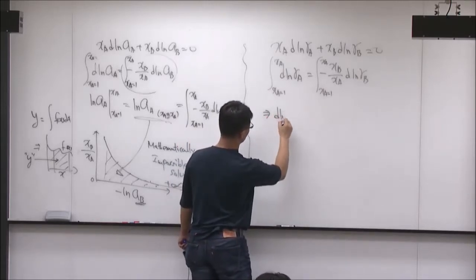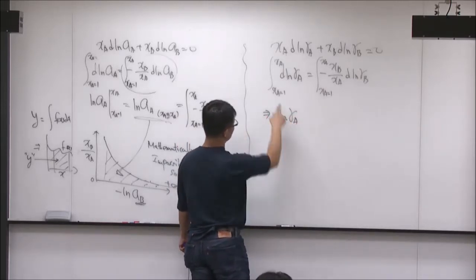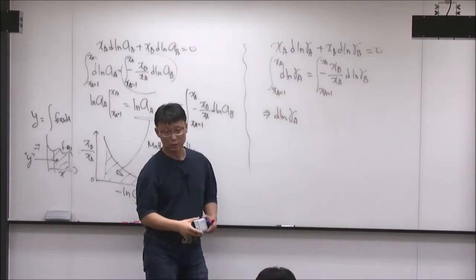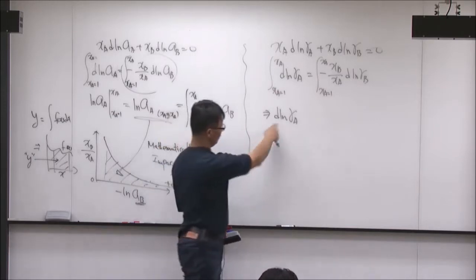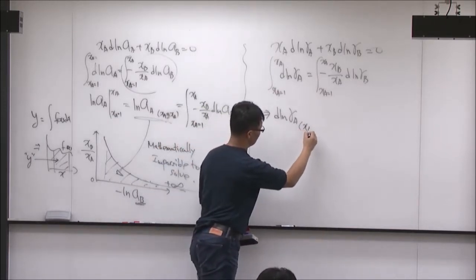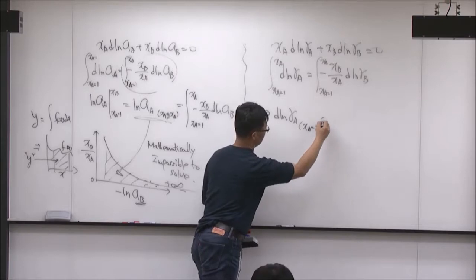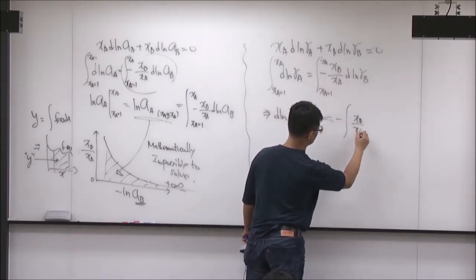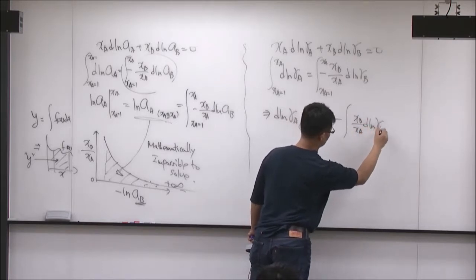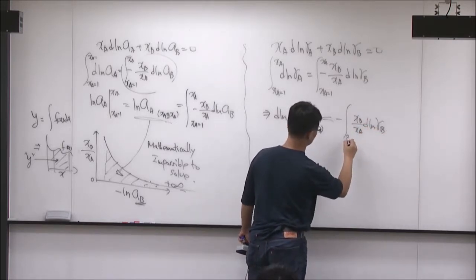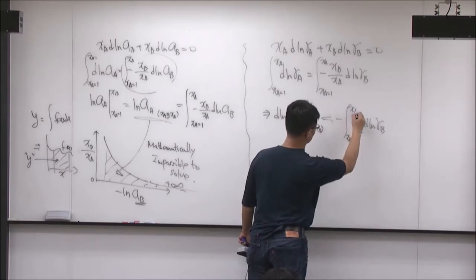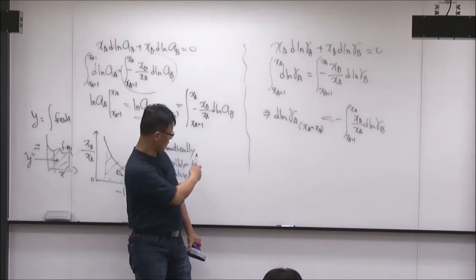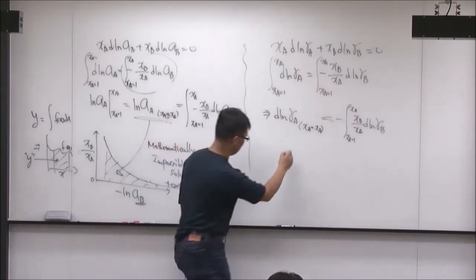This is d ln gamma A, and when xA equals 1, gamma A equals 1, because it's Raoult's law, so it will be 0. So gamma A when xA equals 1 is minus the integral of xB over xA d ln gamma B, from xA equal to 1 to xA. Okay. Now, if I plot this again in graphic form, it will be like this.